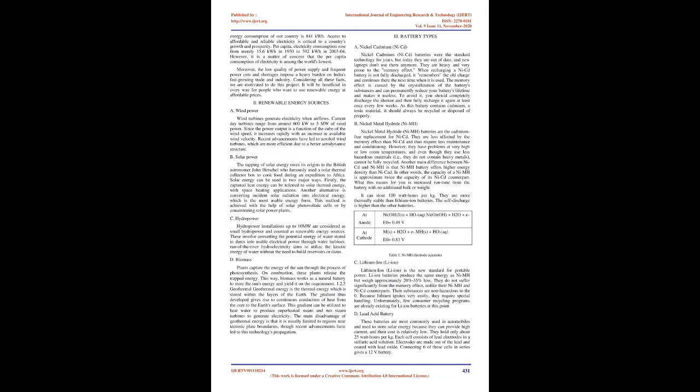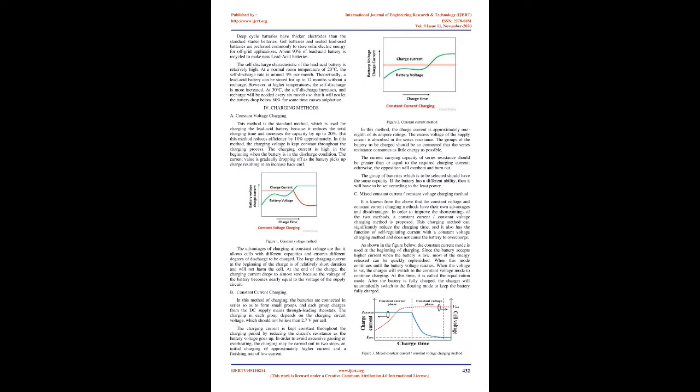The energy infrastructure of India is relatively deficient, insufficient, and inappropriately managed. The per capita energy consumption of our country is 841 kilowatt-hour. Access to affordable and reliable electricity is critical to a country's growth and prosperity. Per capita electricity consumption rose from merely 15.6 kilowatt-hour in 1950 to 592 kilowatt-hour in 2003-04. However, it is a matter of concern that the per capita consumption of electricity is among the world's lowest. Moreover, the low quality of power supply and frequent power cuts and shortages impose a heavy burden on India's fast-growing trade and industry.